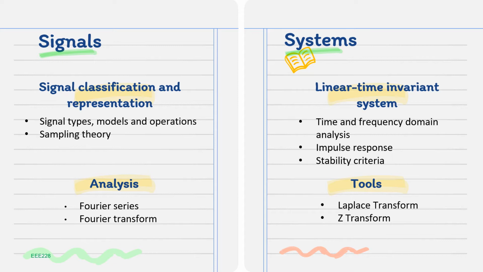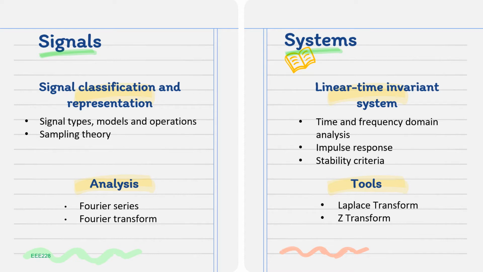Then you learn about sampling theory. Since in this course you learn the continuous and discrete time, you learn how to sample a continuous time signal to get the discrete time signals. As for the analysis part, you learn about the Fourier series and Fourier transform. So you see how to get the Fourier series of signals, and then how to get the Fourier transform and some applications of Fourier transform.